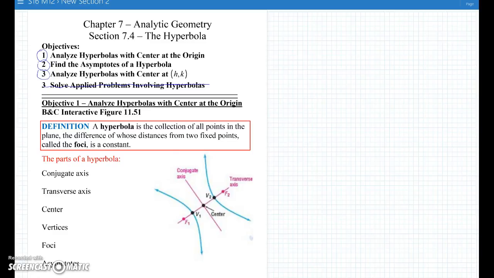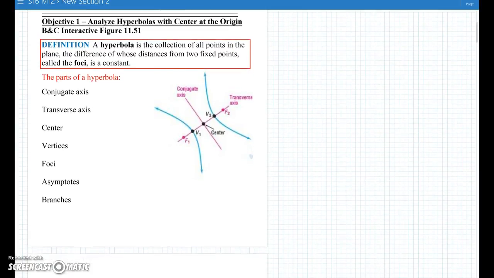So first, let's look at a hyperbola with the center at the origin. So as with the ellipse, the center of the hyperbola is not a point on the graph of the hyperbola. The hyperbola is these two blue pieces that continue on in both directions infinitely. That is the graph of the hyperbola. So let's talk about the parts of a hyperbola.